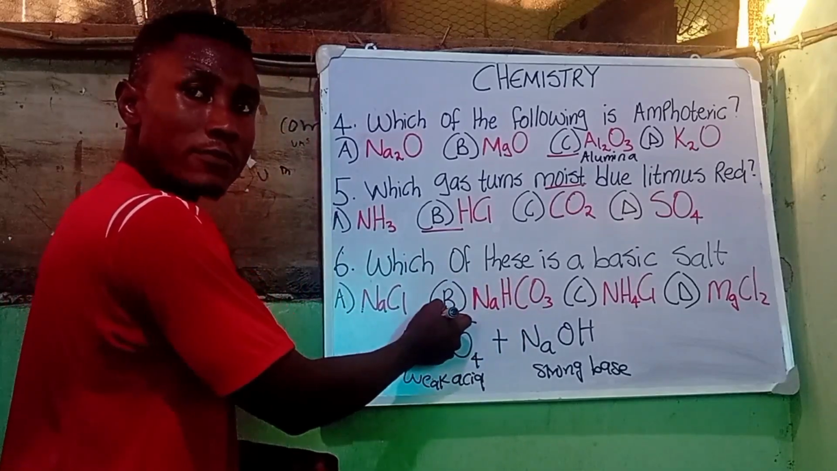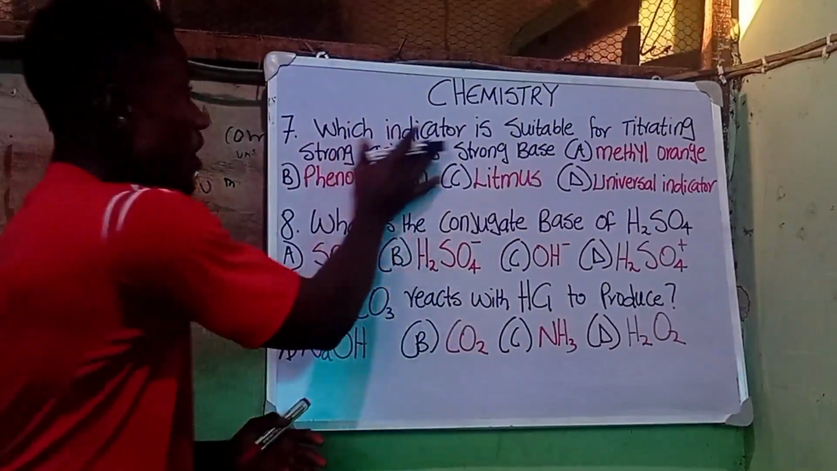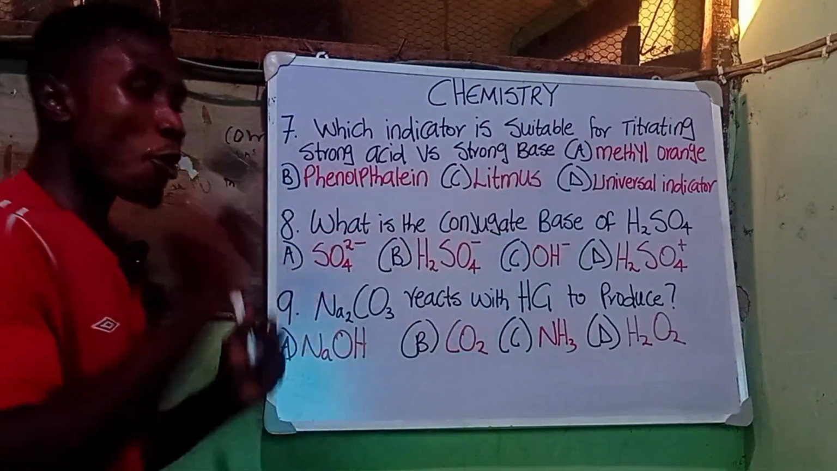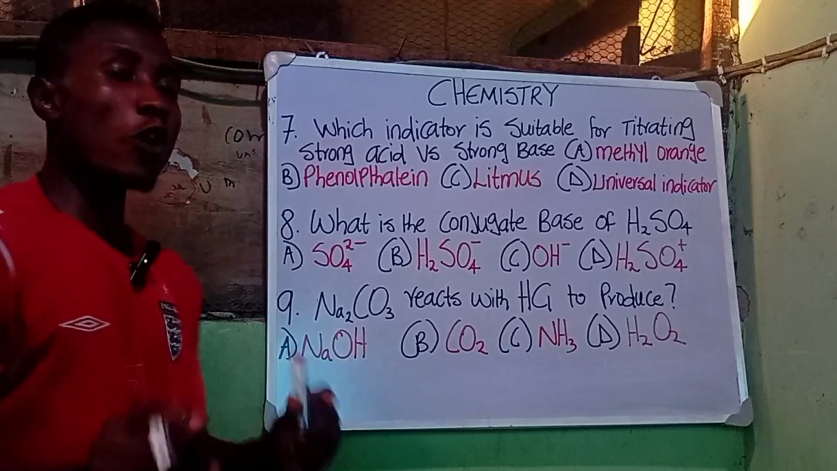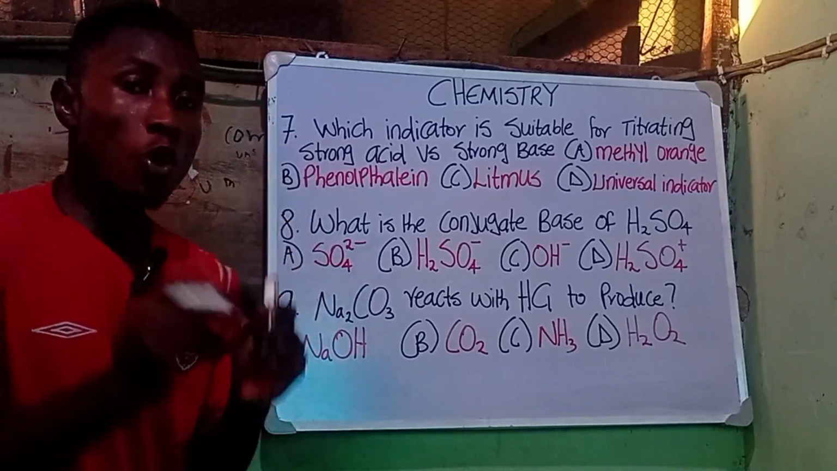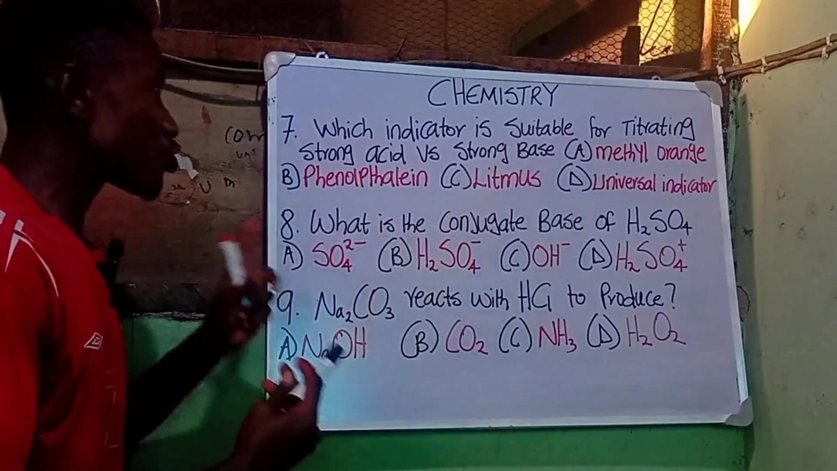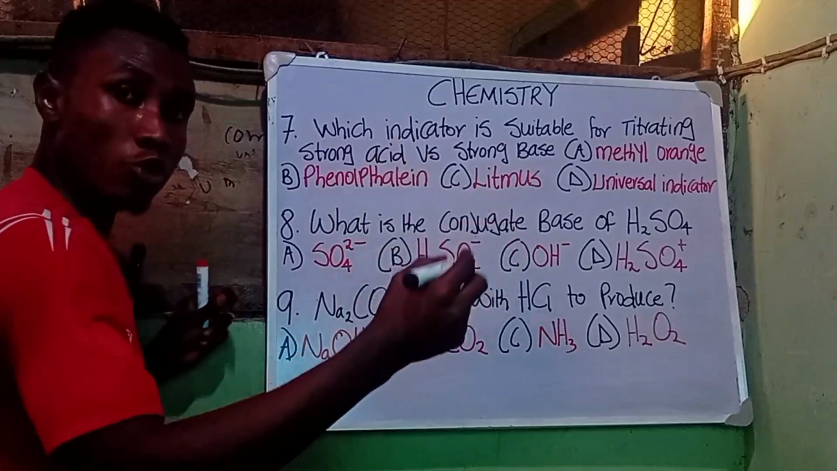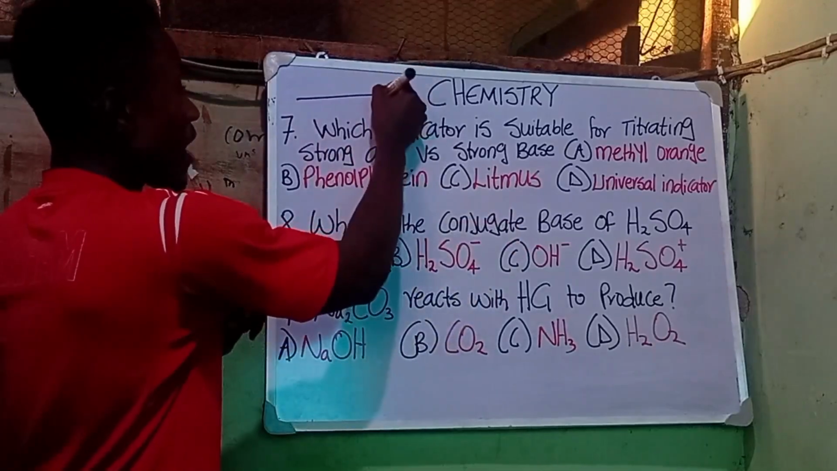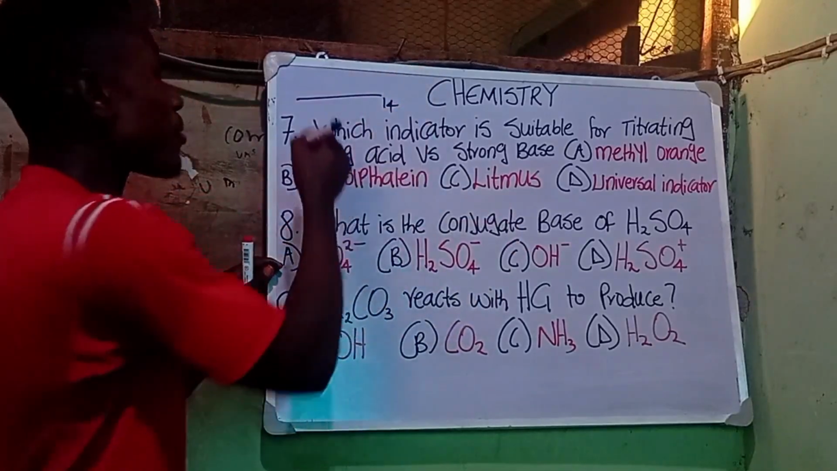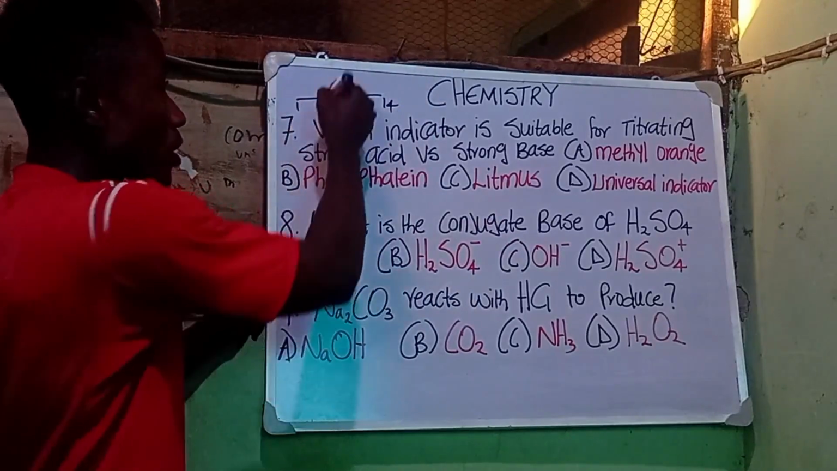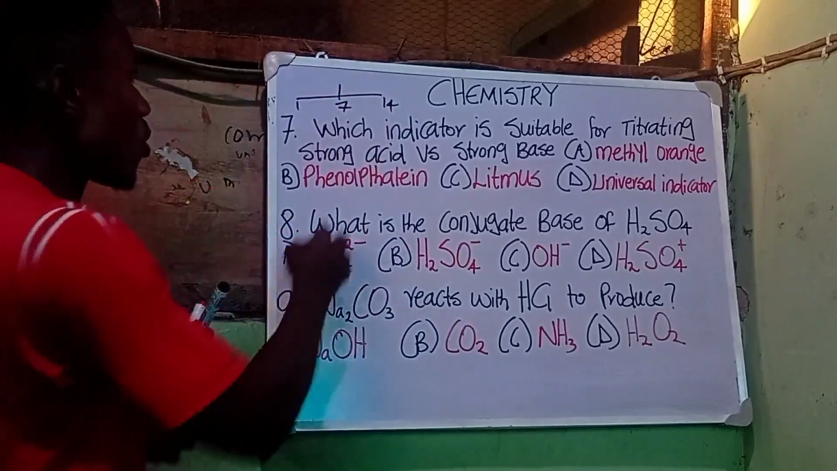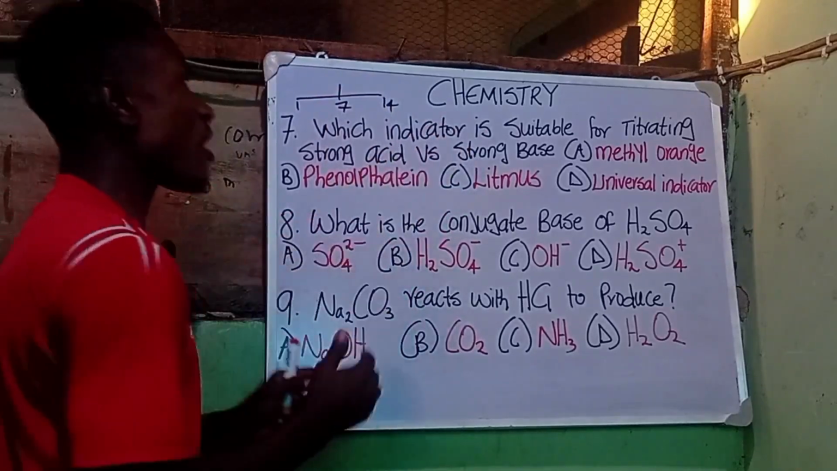Option B. Question number 7 says, which indicator is suitable for titrating a strong acid versus a strong base? So let's draw our range here. We have our strong base at 14, we have our strong acid at 1, and we have neutral at 7.